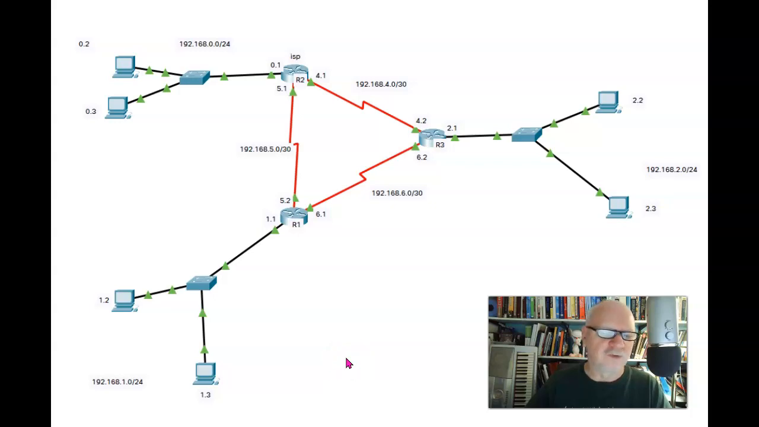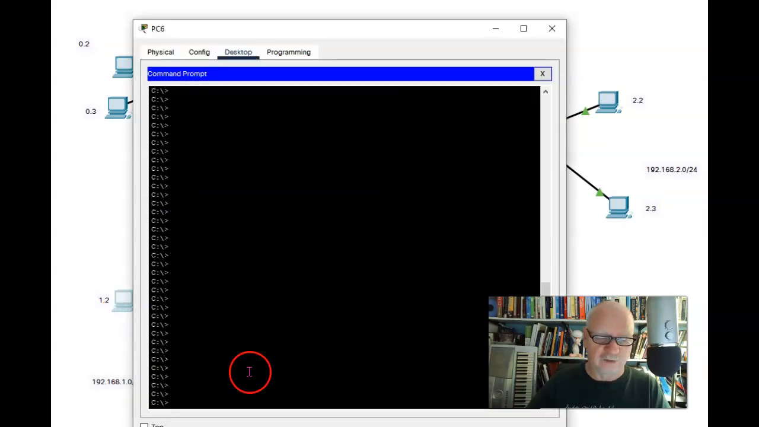How does a router know what to do with a packet when it receives it? Where does it know where to send it? Well, let's try something out. I'm going to ping from 1.2 here to 1.3. So let's try that out.